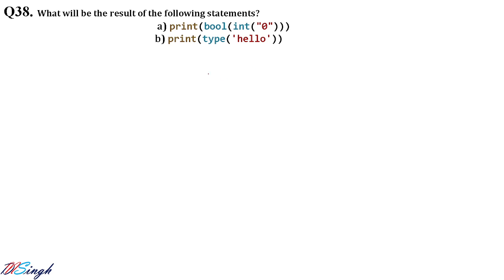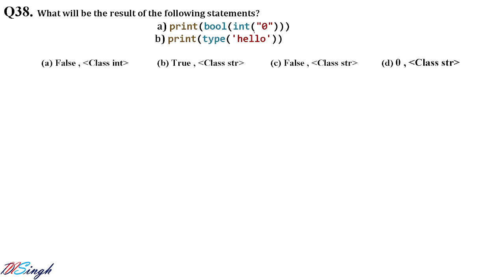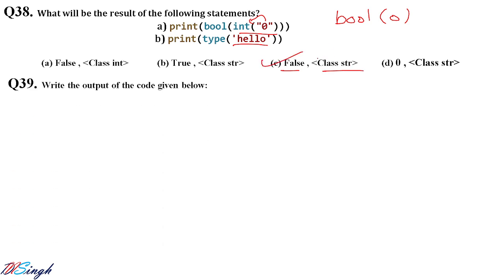What will be the result of the following? If you try to convert to integer, that is going to generate what? False. bool of 0. It will convert this string into integer, so this is 0, and 0 is considered as false. So this is False, and the type of this is class str, string. So option C is correct.